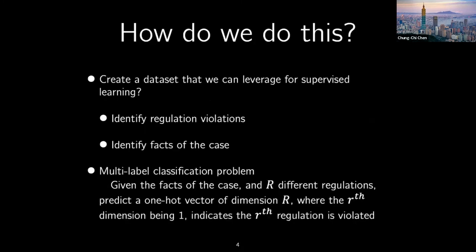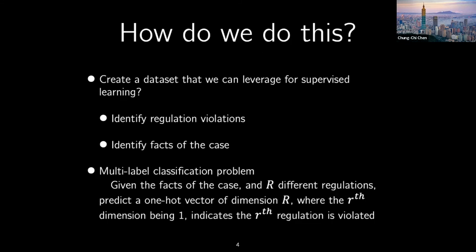So, how do we go about doing this? Well, as in any supervised machine learning task, first we'll need a dataset. So we first focus on creating a dataset that we can then train a model with. For creating a dataset, we have two main factors. We need the data and the labels. For the labels, we need to identify which regulations are violated. And for the data, we need to identify from the case file what are the facts of the case.